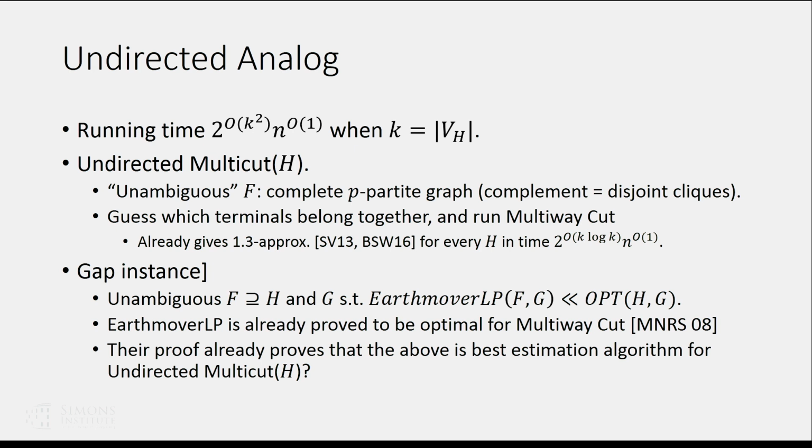But again, if you really care about the optimal approximation ratio for the fixed H, then you can try to find a gap instance, which is an unambiguous F and G such that the earth mover LP, the LP for multiway cut, is less than opt of H and G. But we already know that the earth mover LP is proved to be optimal for multiway cut. I haven't verified this, but it's very conceivable that their proof already proves that this algorithm is the best estimation algorithm for undirected multicut H, if you really care about the approximation factor between 1 and 1.3.